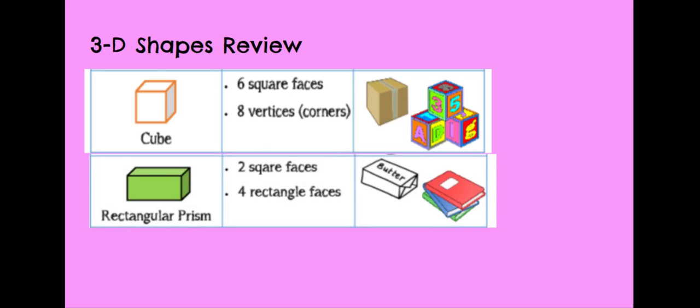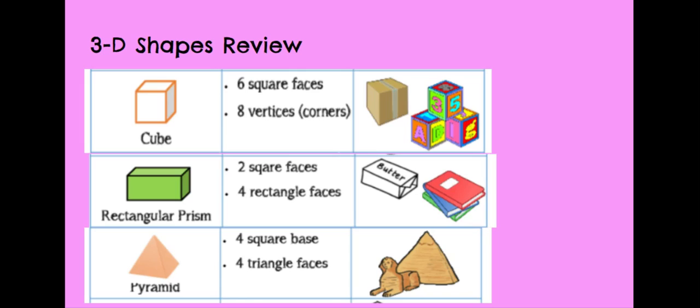Next is a rectangular prism. It's similar to a cube, but instead it only has 2 square faces and it has 4 rectangle faces. So there are still 6 faces total, but part of them are squares and part of them are rectangles. Some real life examples of a rectangular prism could be a stick of butter or books.